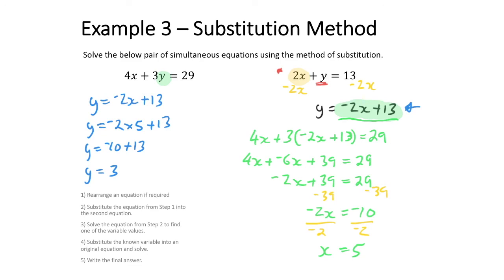So I can write that as my final answer, 5 and 3. So my solution to the set of simultaneous equations is 5 and 3, and that will be my point of intersection between my original two lines. So that is an example of how we can use the substitution method to be able to solve a set of simultaneous equations.